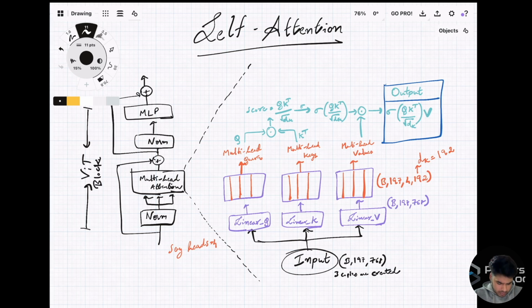Of course, this is a part of the series where I'm building ViT from scratch, but I want this video to be a standalone video as well, so that anyone who watches the video can immediately understand the intuition behind self-attention and see the code, and of course, they can make changes accordingly.